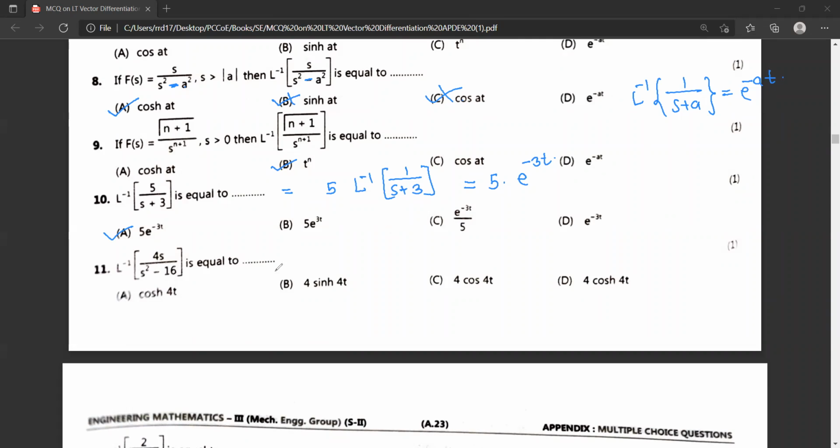Okay, now this one. See, if you don't know how to solve this, first of all, take 4 common. So if I take 4 common, what is inside? It is s upon s square minus 4 square. Now this is a direct standard formula, like s square minus a square. So what is this equal to? 4 into option C, cos hyperbolic 4t. Yes or no? Because of the minus sign, it is a hyperbolic. Keep in mind, plus होता है तो normal है, but minus है तो hyperbolic है. So the answer. Correct?